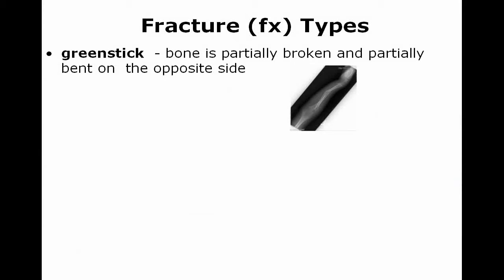Take a look at the green stick fracture. I've got a copy of an X-ray on the screen for you showing the green stick fracture, where the bone is partially broken. It's partially bent on the opposite side. The green stick fractures are more common in children, and there's again a great picture in your book on page 306 of the green stick fracture, letter F.